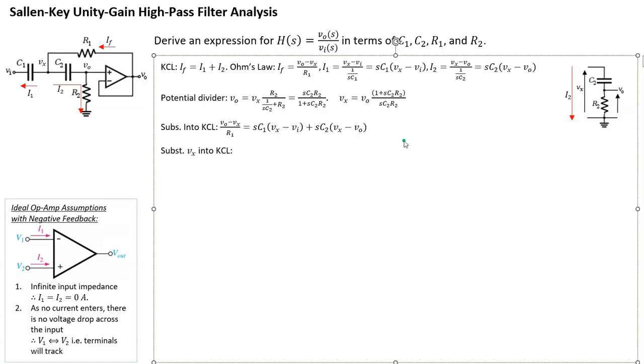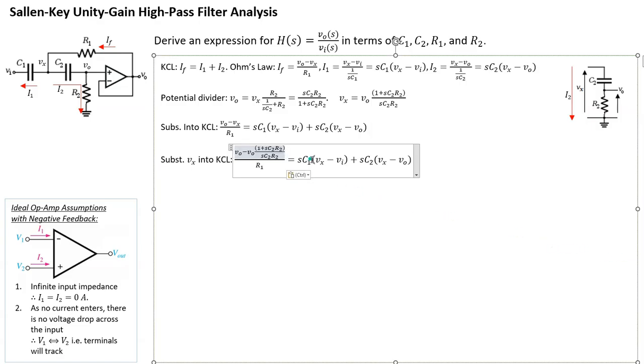I'm just going to copy this whole thing here, and then copy this and replace all the Vx with that term. So instead of Vx, it'll be that. Instead of this Vx, it'll be that, and instead of this Vx, it'll be this.